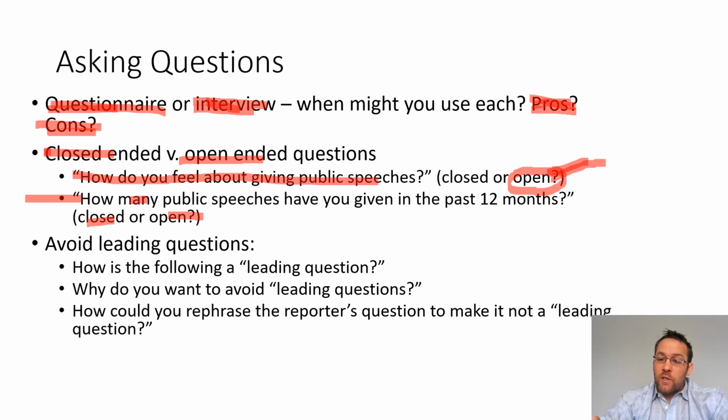So when you see a question, if it has a one-word direct answer, it's a closed question. If it could go in many, many different directions, it's an open question. Know the difference. You want to avoid leading questions, right?